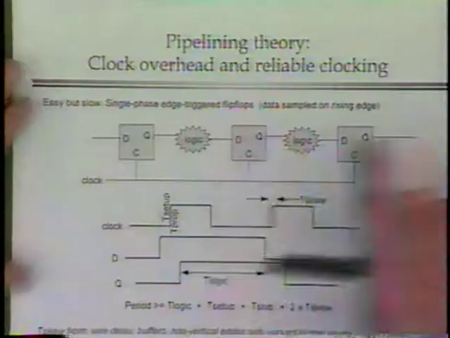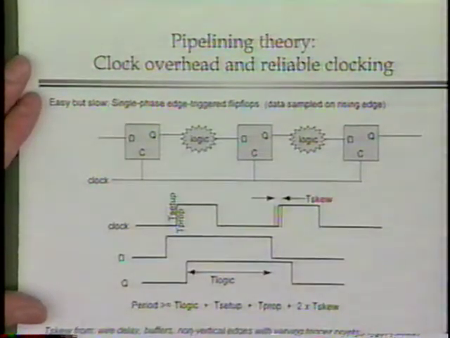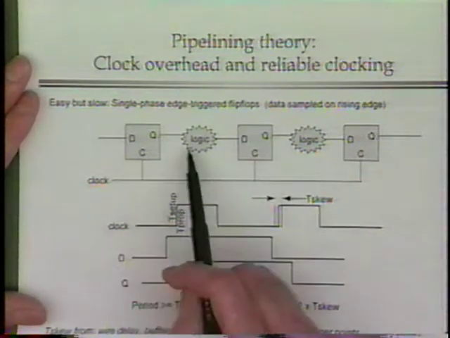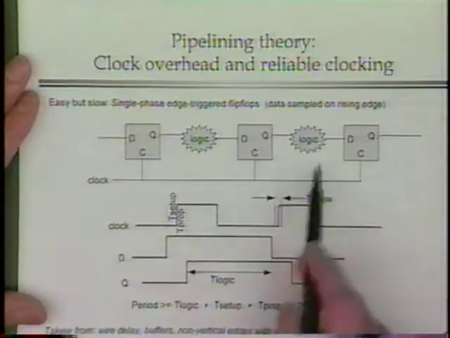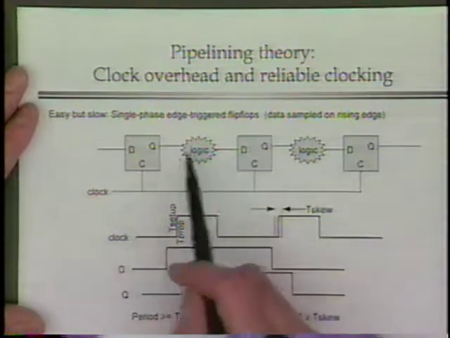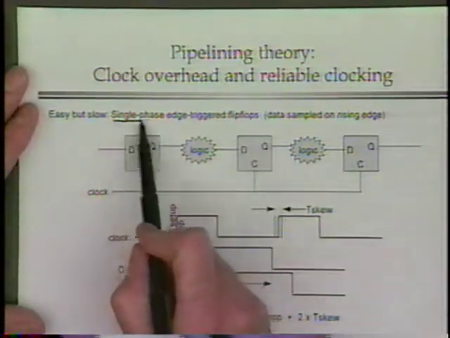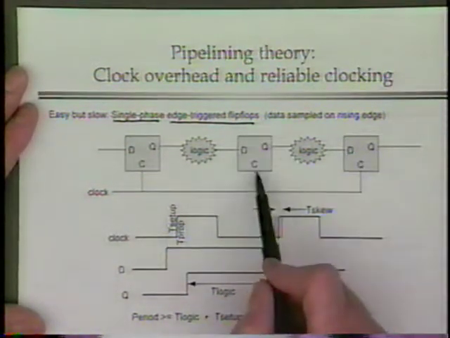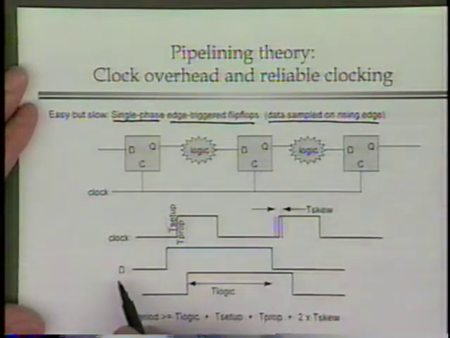Let's look in more detail at the other part of why pipelines aren't as fast as we would like them to be in the ideal world. And that has to do with clock overhead. This is a slightly more detailed diagram of what these pipeline registers in between combinational logic cycles might look like. And for this example, I've chosen a particular kind of flip-flop, which are single phase, which means only one clock, edge-triggered flip-flops, which means that the data on this flip-flop is sampled at the rising edge of the clock.